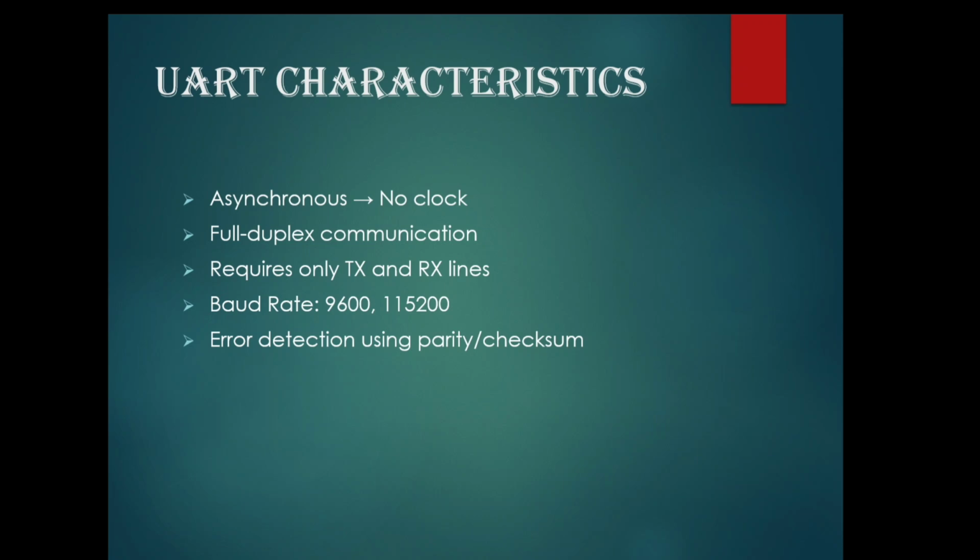These are the characteristics of UART. It's asynchronous, which means no clock source is required, and it's full duplex, which means RX and TX can happen at the same time. It requires only 2 lines, which reduces complex configurations. Generally we use two baud rates, 9600 and 115200. For error detection we use parity, or if we want, we can use a CRC checksum on top of the data byte.